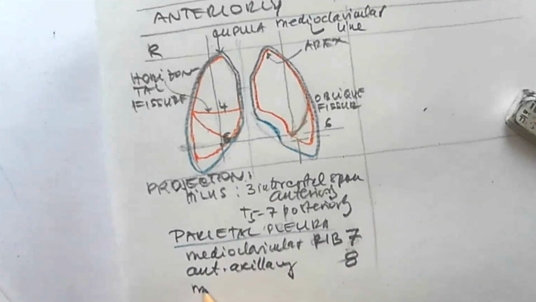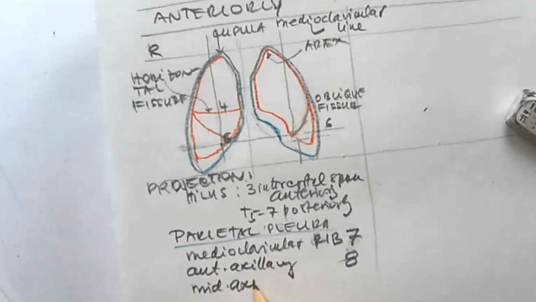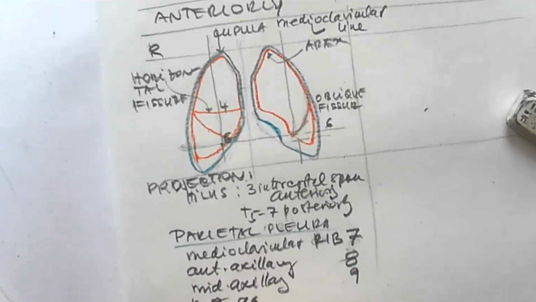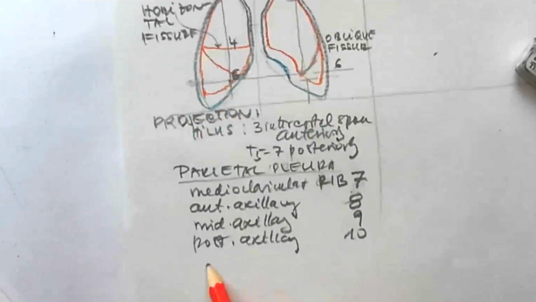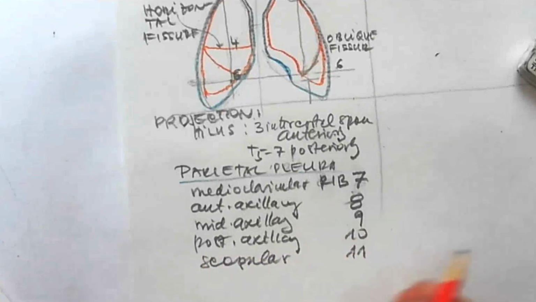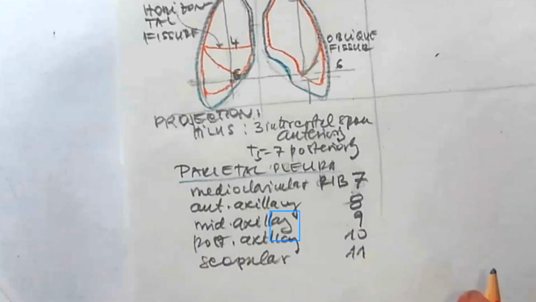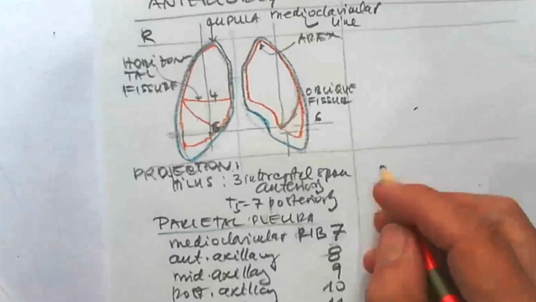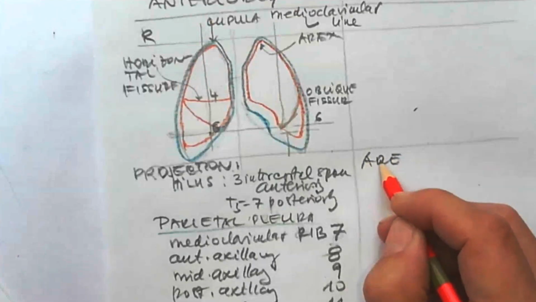Then mid axillary is number 9. Posterior axillary is number 10, and maybe scapular is sufficient. Scapular is number 11. So these are the projection of the ribs, and then we see also areas.